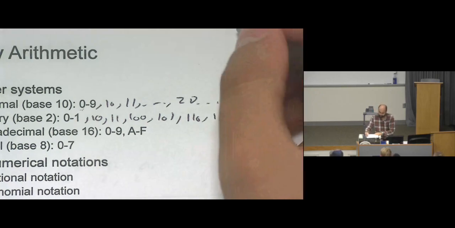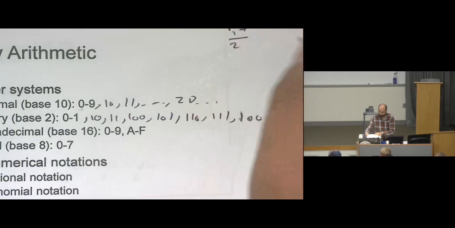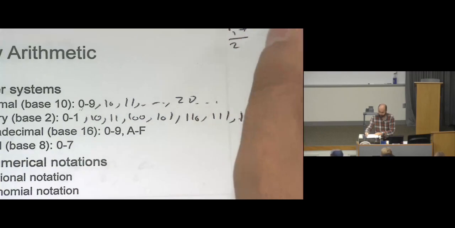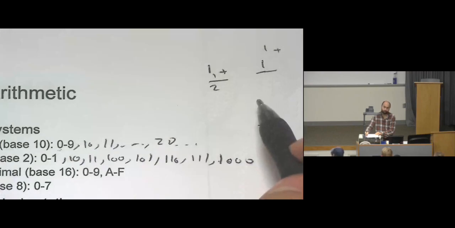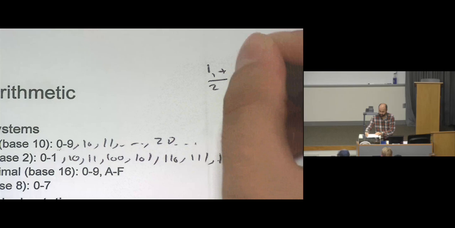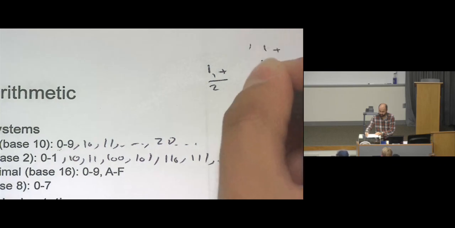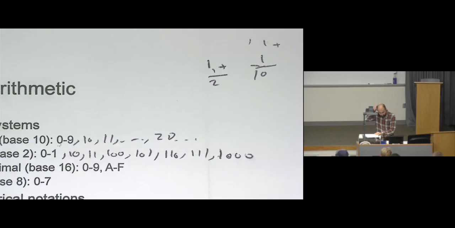In decimal, we used to say 1 plus 1 equals 2. In binary, 1 plus 1, we cannot say 2. We go to the next digit. So it's going to be 0, and we carry 1, then it will be 10, and so on.